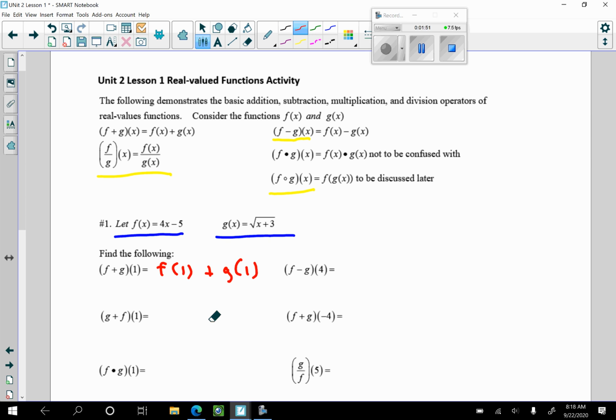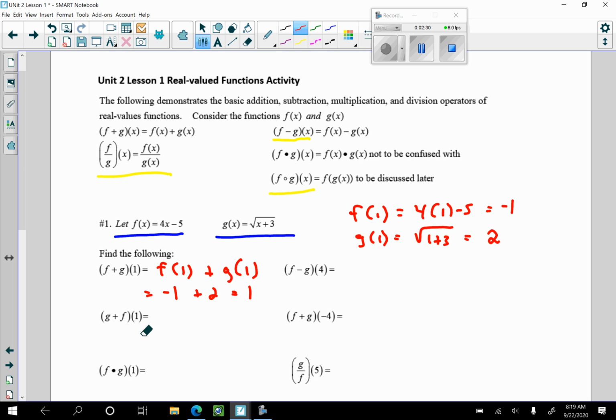F of 1, and we can figure these out off to the side if you want. F of 1, we're going to put 1 in wherever we see x. It's going to be 4 times 1 minus 5, which is negative 1. And g of 1 is going to be the square root of 1 plus 3, which is the square root of 4, which is 2. So therefore, f of 1 plus g of 1 is simply going to be negative 1 plus 2, which is equal to 1.